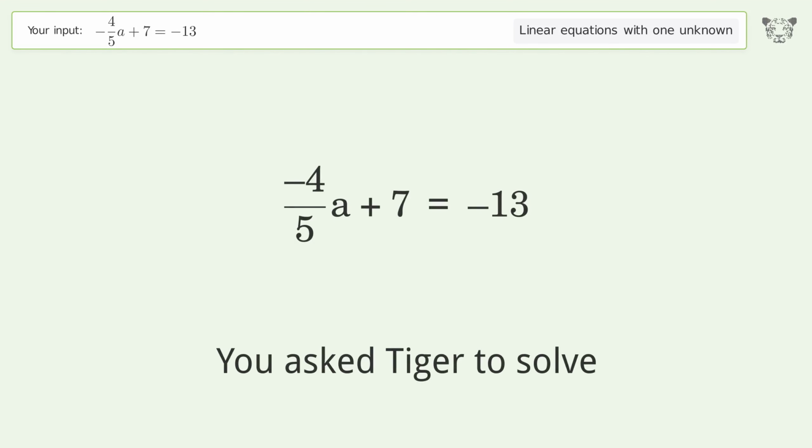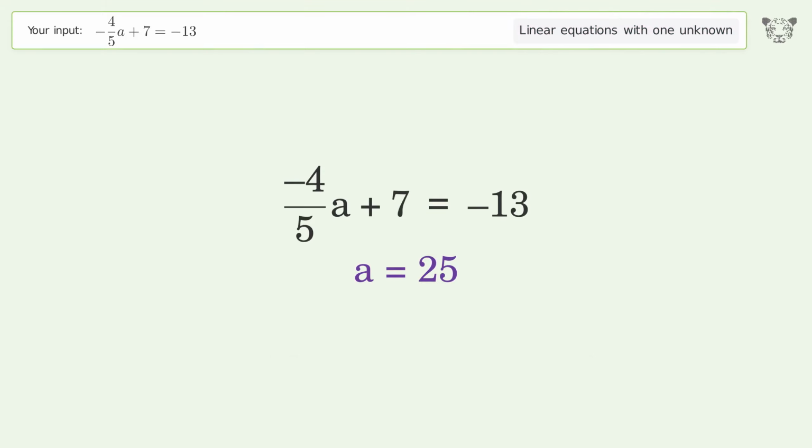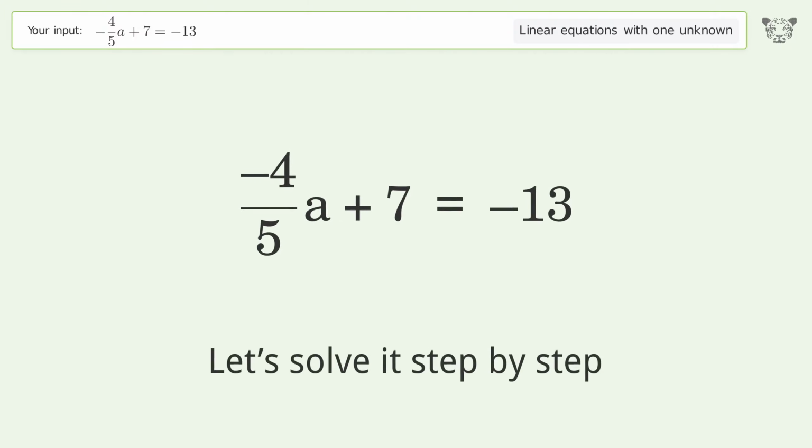You ask Tiger to solve this. It deals with linear equations with one unknown. The final result is a equals 25. Let's solve it step by step.